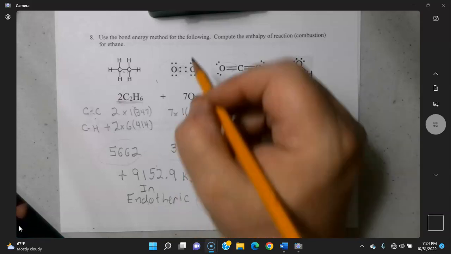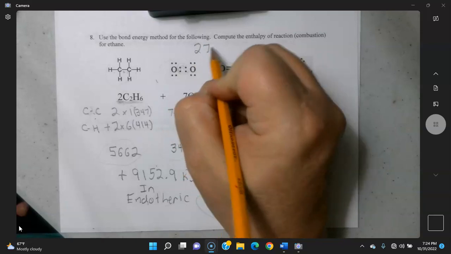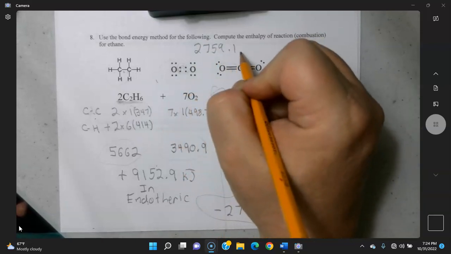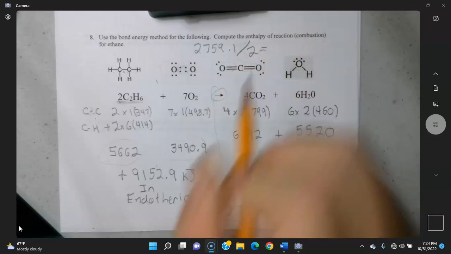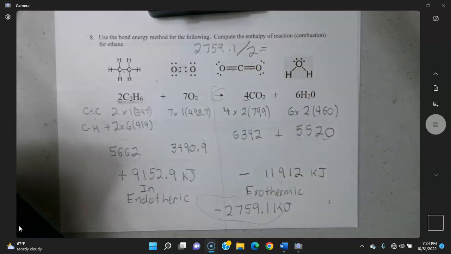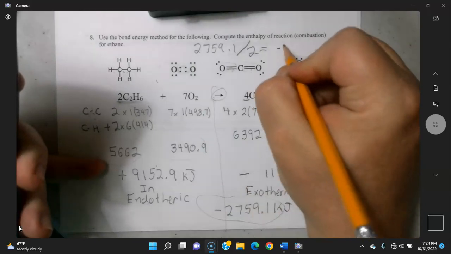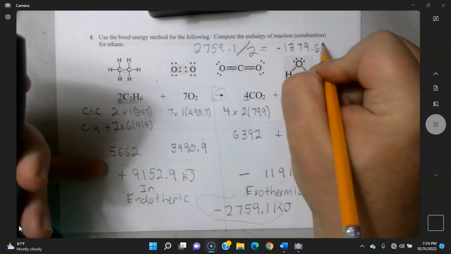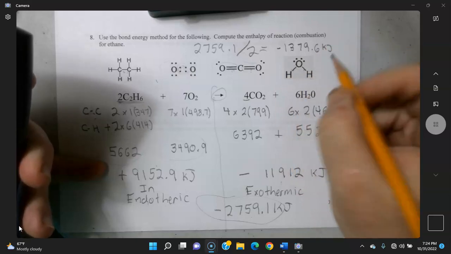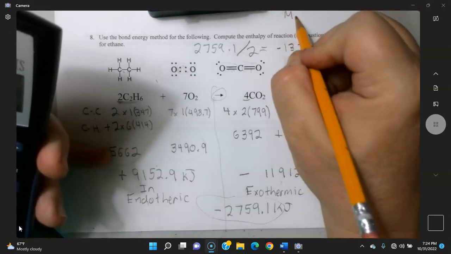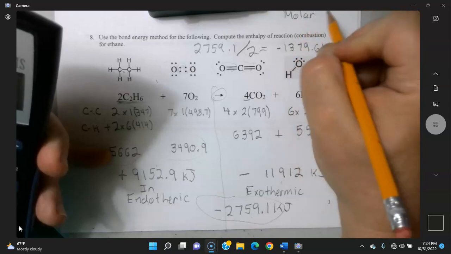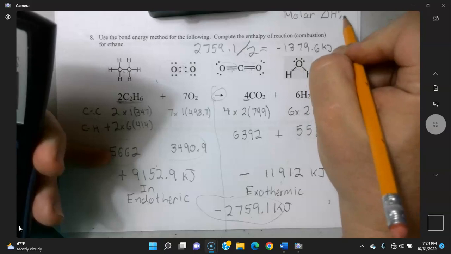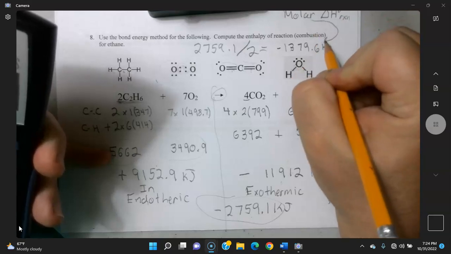So if you want that, you take this number, 2759.1, and you divide it by 2, and you're going to get negative 1379.6 kilojoules. So that's the molar. This is the molar enthalpy of reaction, the standard enthalpy of reaction. It's the amount for 1 mole.